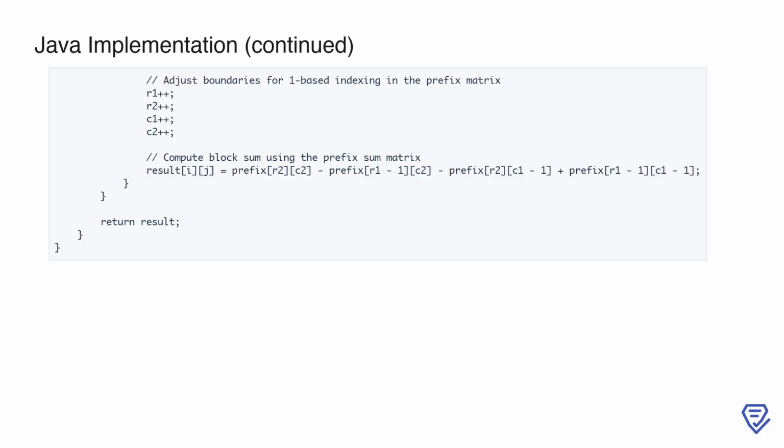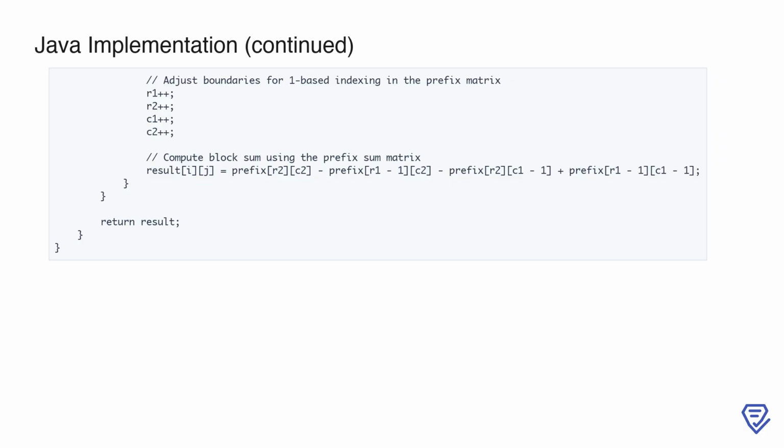The formula for the block sum employs the inclusion-exclusion principle. We start with the total sum of the region up to R2 and C2, subtract the areas above and to the left of the block, and finally add back the overlapping top left corner that was excluded twice. This gives us the exact sum of the block defined by the boundaries.